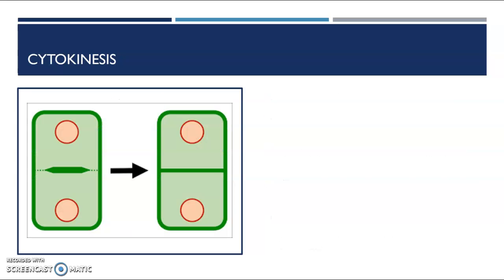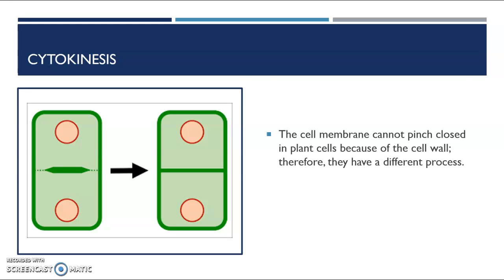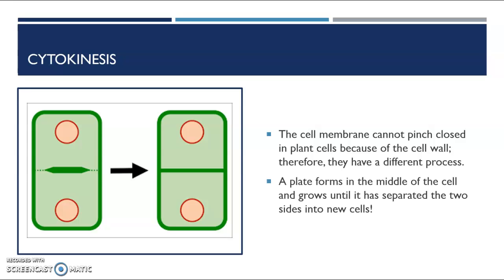Plant cells can't do that. Why can't a plant cell pinch closed? Because it has a cell wall. It can't pinch closed because it has a cell wall, and cell walls are rigid. Therefore, they have to do something different.